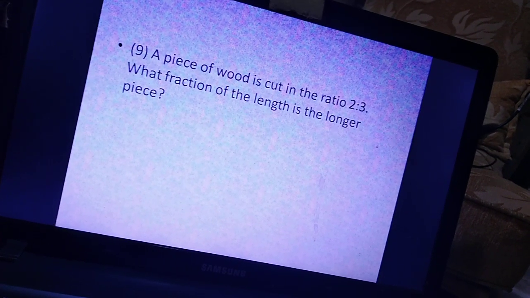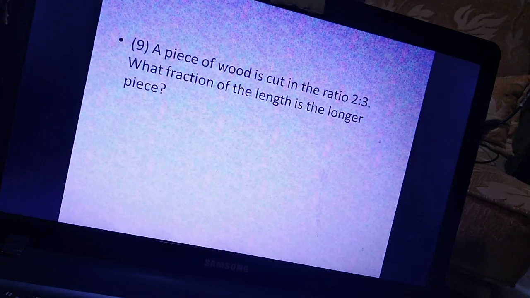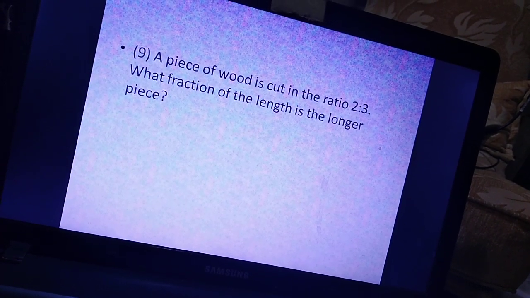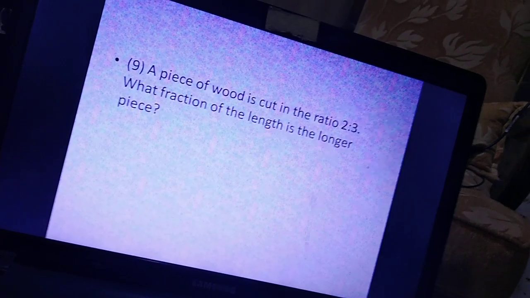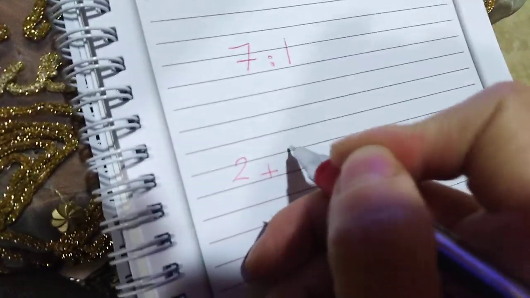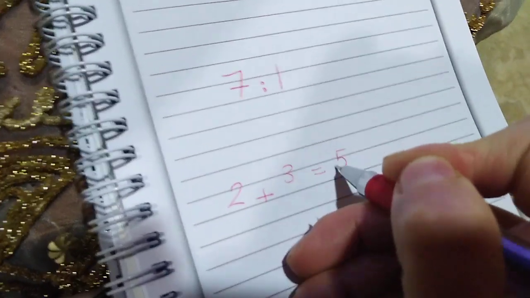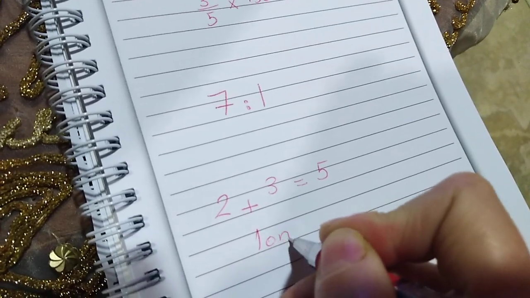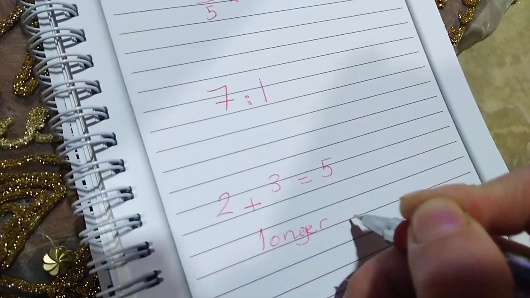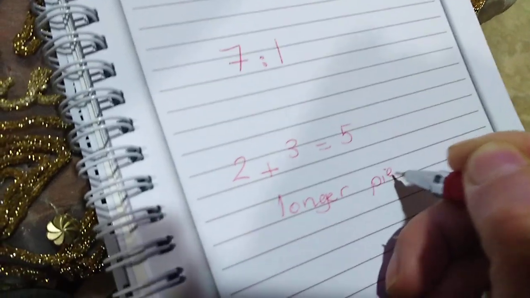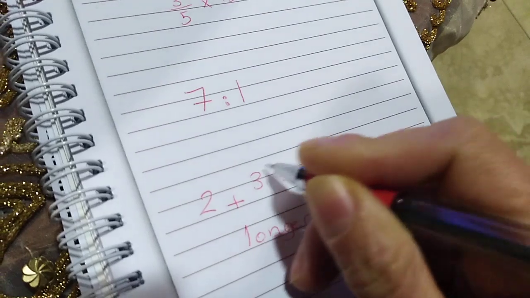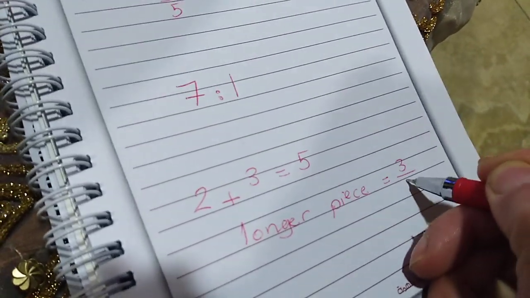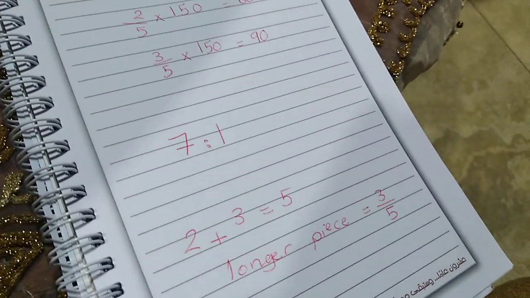When a piece of wood is cut into the ratio 2 to 3, it means that the number of all parts is 5, because 2 plus 3 is 5. So the solution will be simply to add 2 plus 3, and that's 5. Now, the longer piece fraction is actually 3 divided by 5, and that's it.